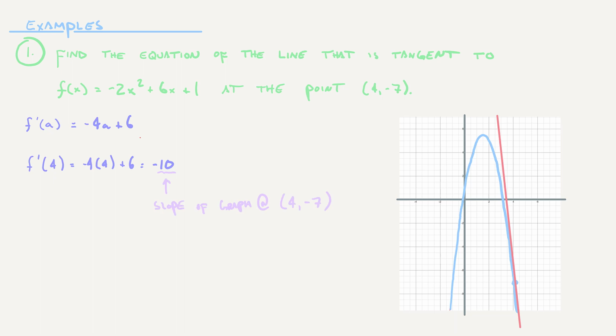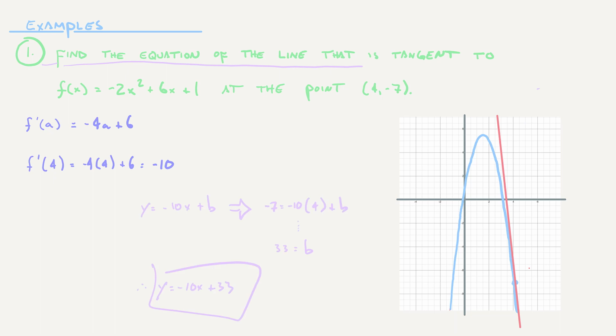So that means that this line here has a slope of negative 10. That's the slope of the graph. That's also the slope of this graph at this specific point. It's negative 10, so it's decreasing pretty fast there. Now we want to find the equation of this thing, so we should probably do that still.